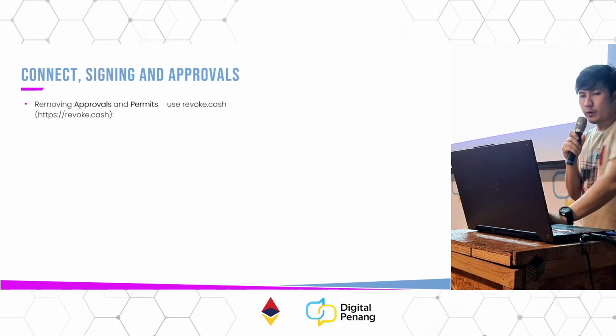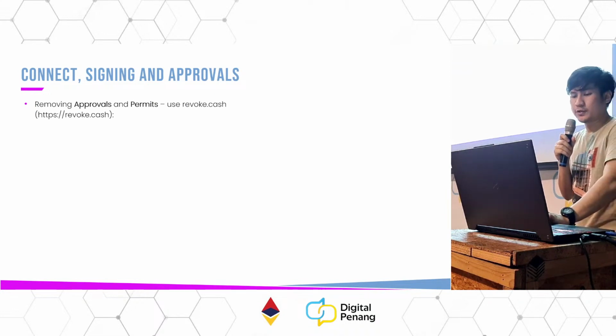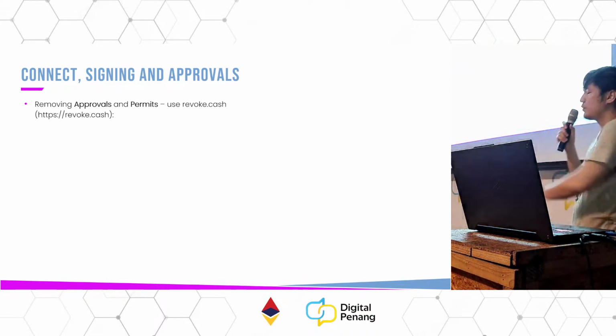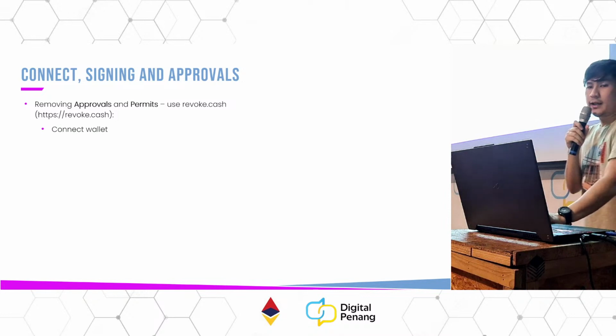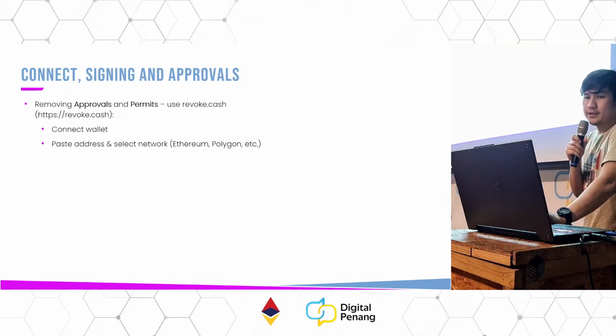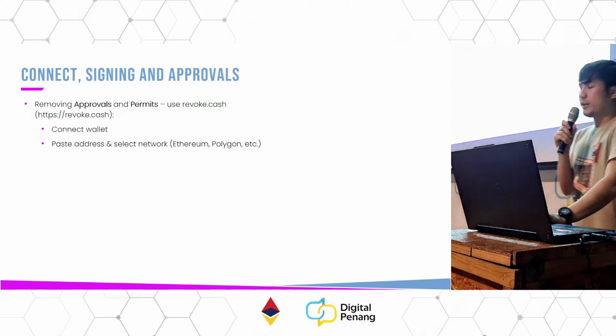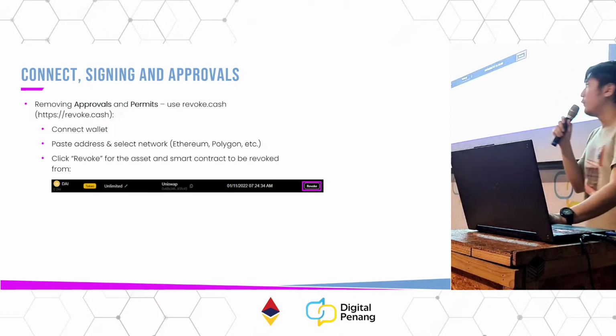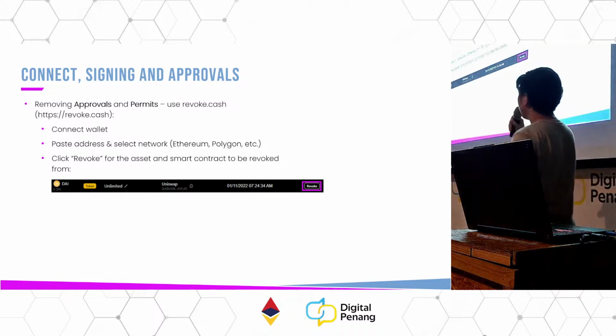Okay, now to remove approvals and permits, you use this website here, revoke.cash. I'll just go through this quickly. You go directly to the URL and connect your wallet, paste your address and select the network. There are multiple networks it supports. And you click revoke for the asset and smart contract to be revoked from.